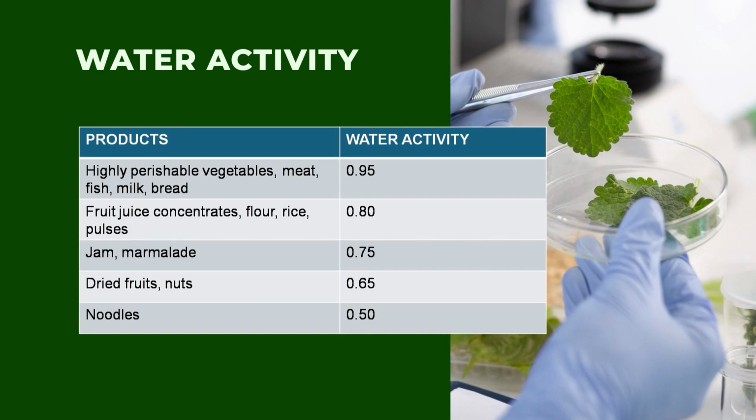Like fruits and vegetables, or perishable vegetables, the water activity is 0.95. On the other end of the spectrum, noodles are at 0.5. Similarly, for jams it is 0.75 because they contain sugar, and for dried fruits it is 0.65. So this will give you an idea of what the water activity is and what the shelf life is.